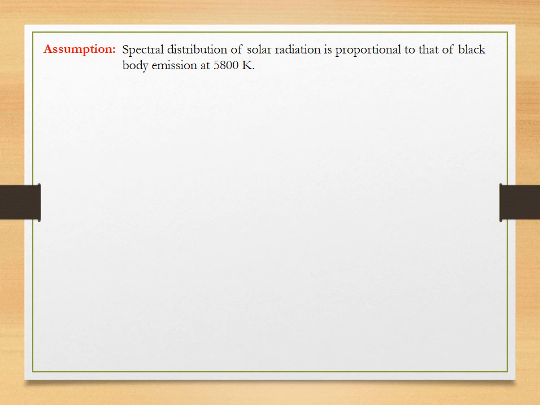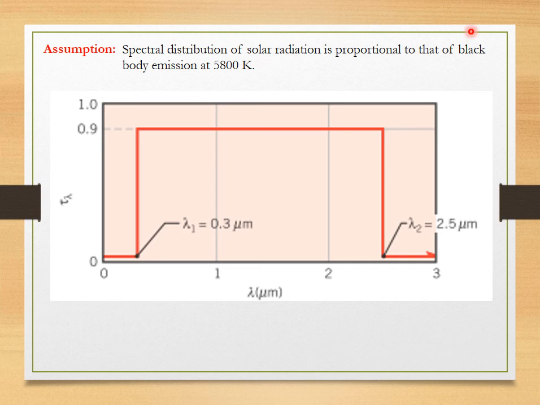To solve this problem, we need to make one assumption. The spectral distribution of the solar radiation is proportional to that of black body emission at 5800 Kelvin. From the question we know that lambda 1 is equal to 0.3 micrometer, and lambda 2, somewhere over here, is 2.5 micrometer.